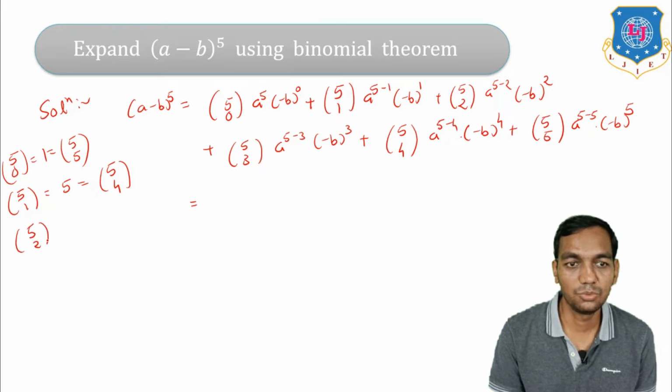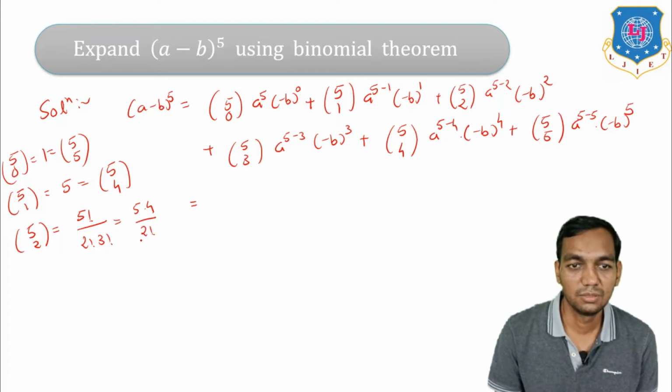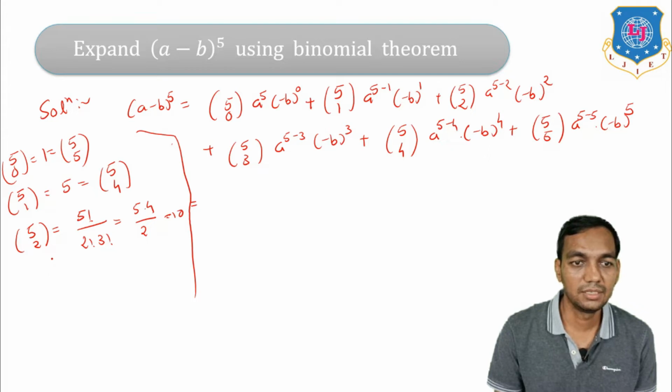Then 5C2. Now if you are going to find 5C2, then you have to use the formula. In that case it will be 5 factorial upon 2 factorial into (5 minus 2), that means 3 factorial. That means 5 into 4 divided by 2 factorial, that is 2. So that will give you the answer 10. Okay. And in the same manner if you are going to find 5C3, then it also has a value 10.